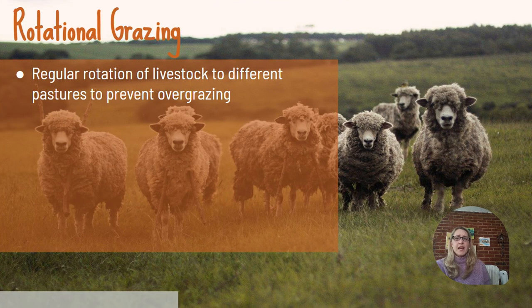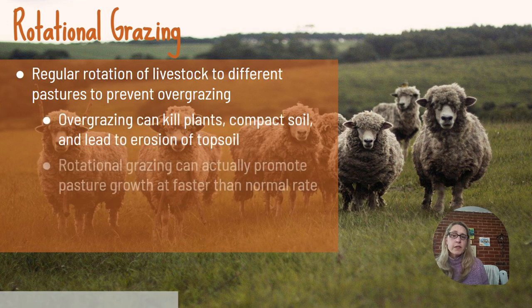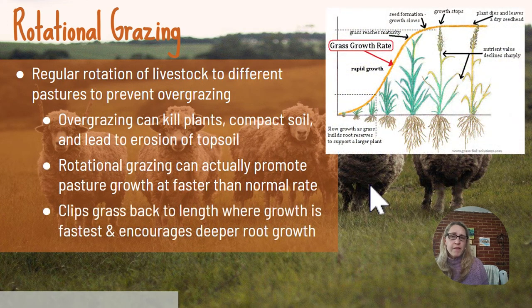Last one there is rotational grazing, right? Just like you want to rotate your crops, you want to rotate where your critters are grazing. If you don't, right, you're going to end up with very stunted root growth. The plant simply won't be able to grow quite as much. The soil will get compacted and the air won't be able to get in there.